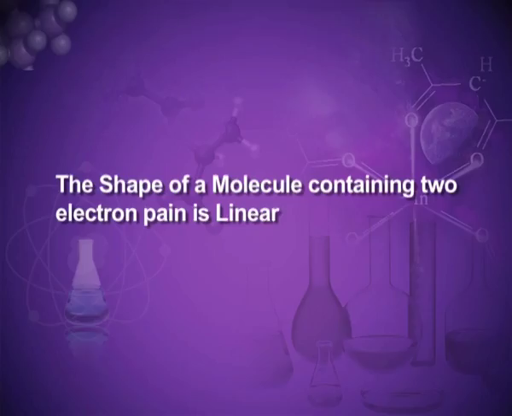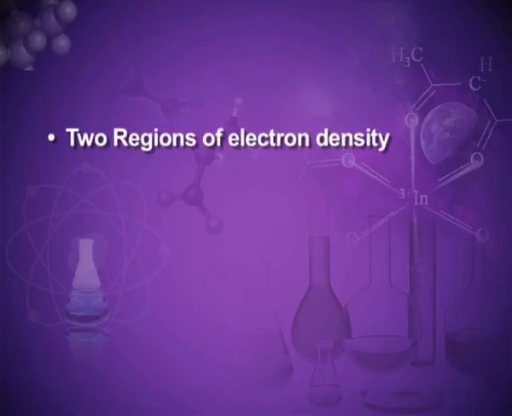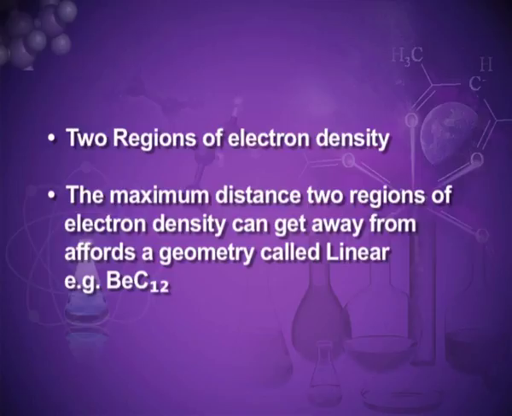First of all, the simplest example: the shape of a molecule containing two electron pairs will be linear. There will be two regions of electron density, and the maximum distance the two regions of electron density can get away from each other affords a geometry called linear.